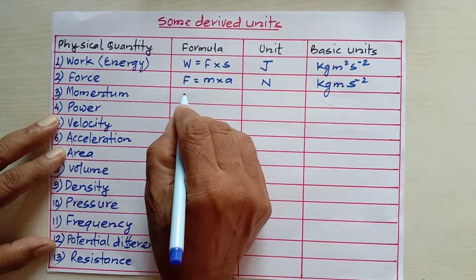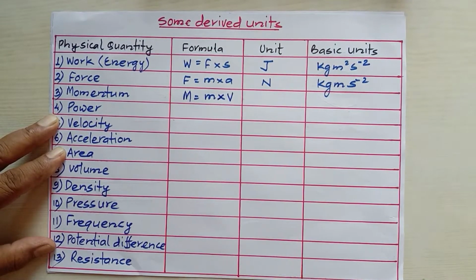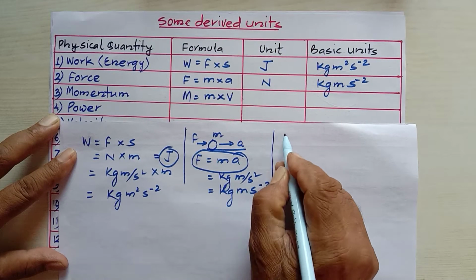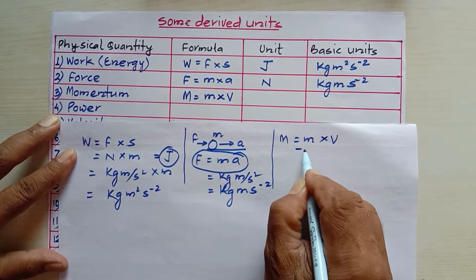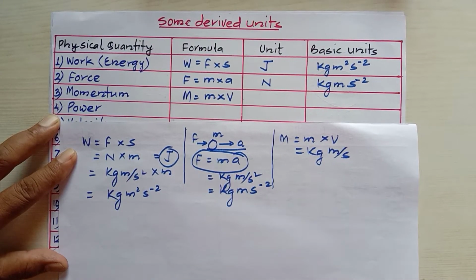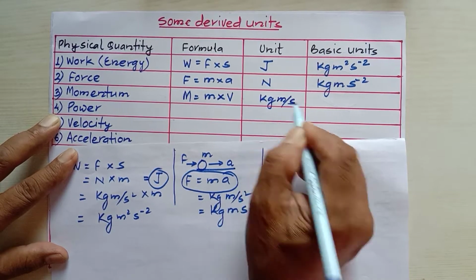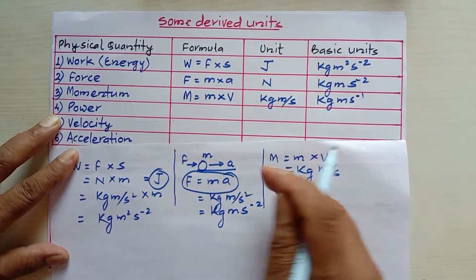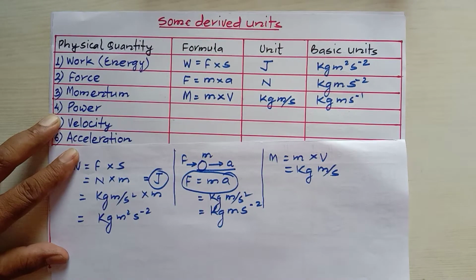Momentum. What is momentum? Momentum is the product of the mass of the body and its velocity. Now, how can we write this? Momentum is equal to mass into velocity. Mass is measured in kilogram and velocity is measured in meter per second. That's why its unit is kg meter per second, and the basic units involved are kg meter second to the power minus 1. I'm taking all of them in the numerator, not in the denominator, in the basic units involved in it.